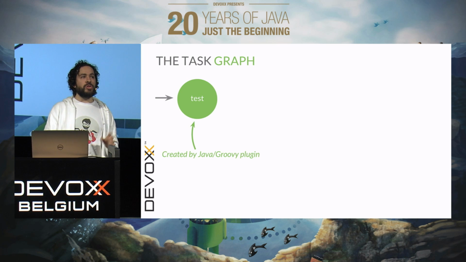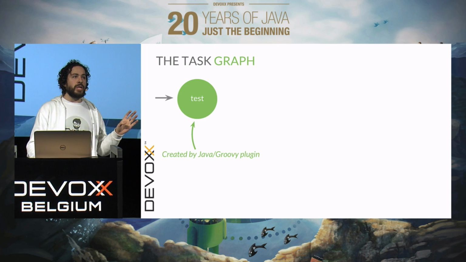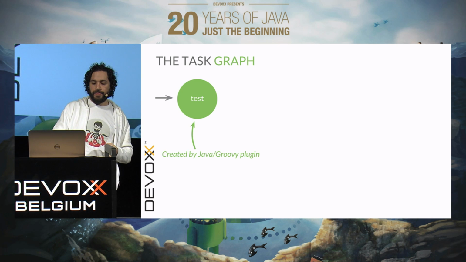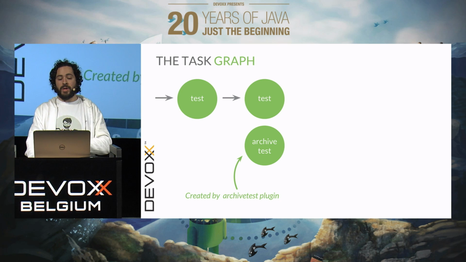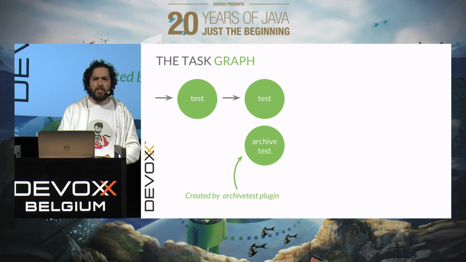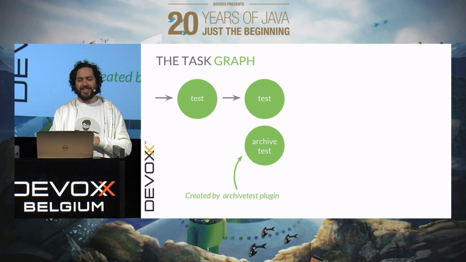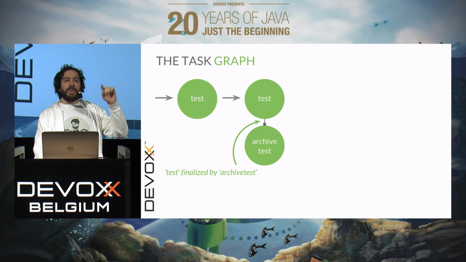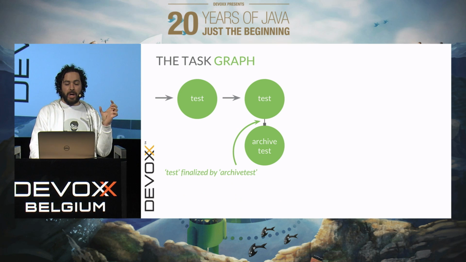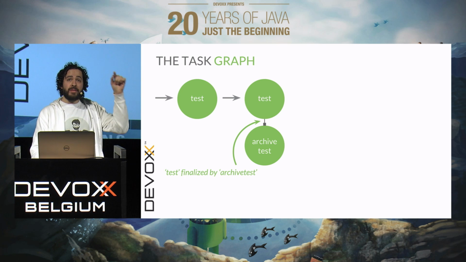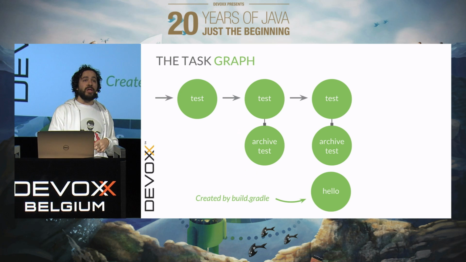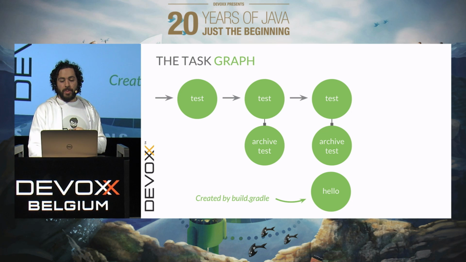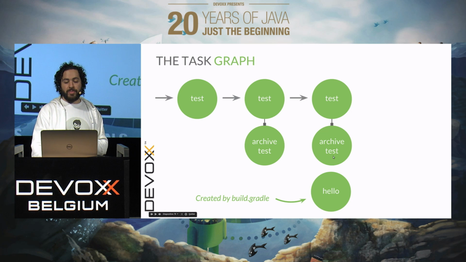So first, we apply our Java Groovy Any plugin, and this plugin will create the test task. Then our plugin is applied, so we create the archive task, archive test task. Oh, sorry, maybe that was a very wrong name that I chose for this presentation. And then the apply is finished. We connect our archive test task to the test task, and then the user creates his hello task. And what you see here is really not the result we want, because at the end we want the archive test being linked to the hello task and not to the test task.